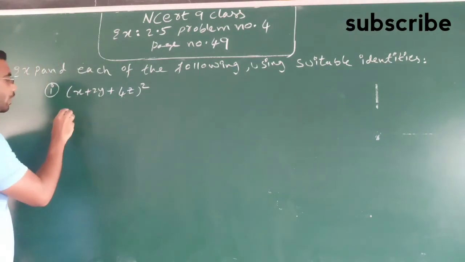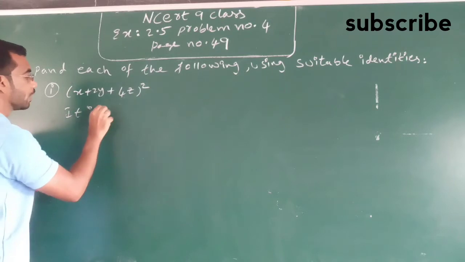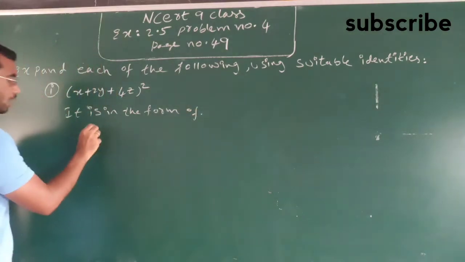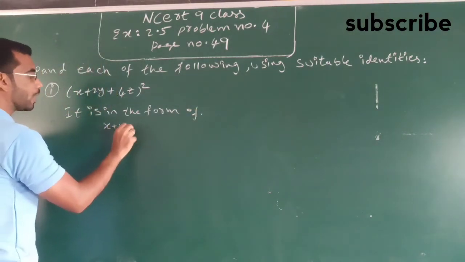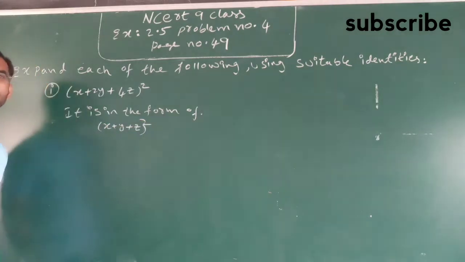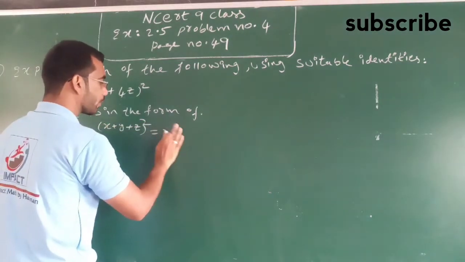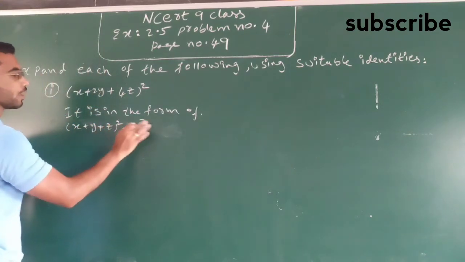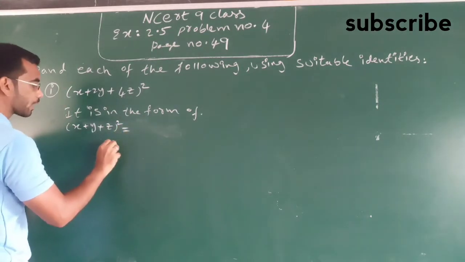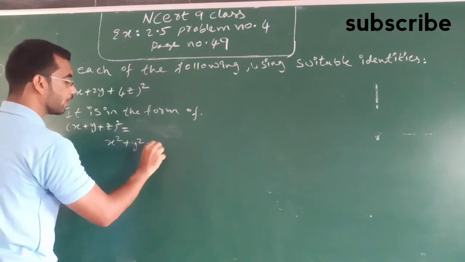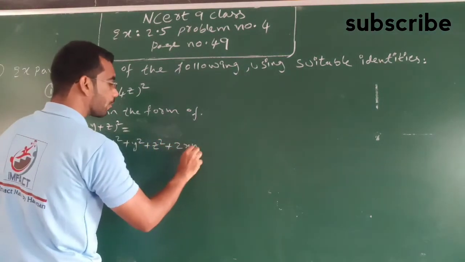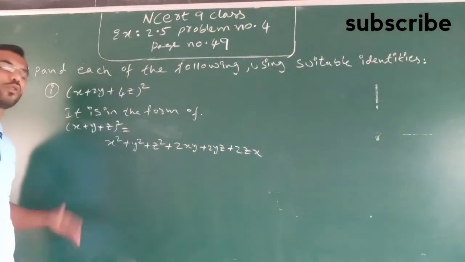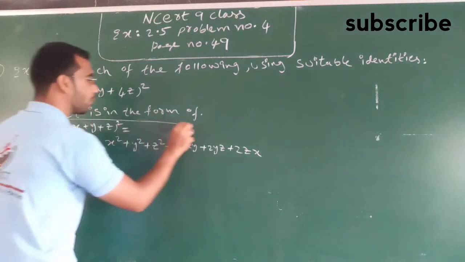See here, it is in the form of x plus y plus z whole square. What is x plus y plus z whole square? x plus y plus z whole square is equal to x square plus y square plus z square plus 2xy plus 2yz plus 2zx. 2zx or 2xz, no problem.